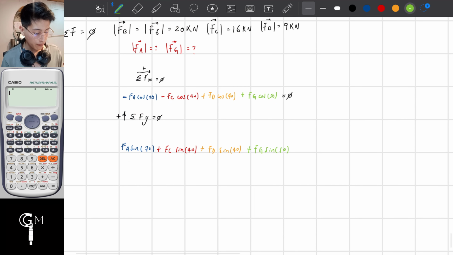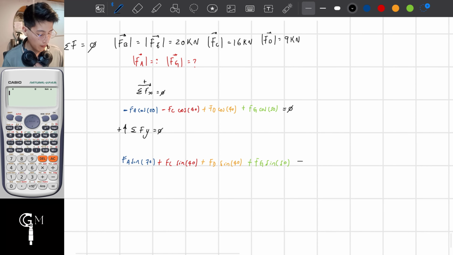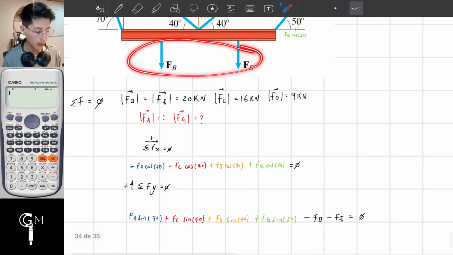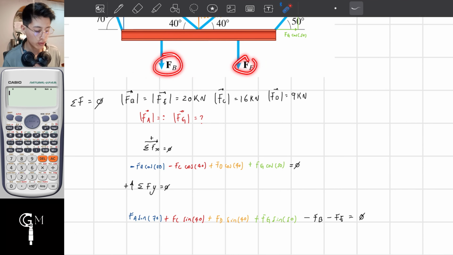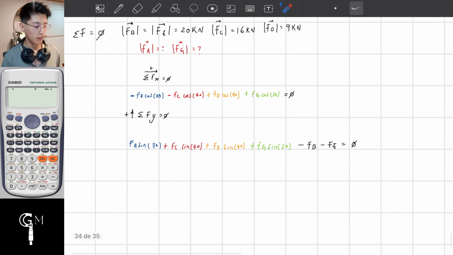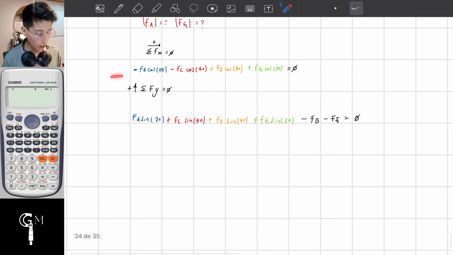And finally, minus FB minus FE. This is equal to 0. Since I don't have any component, I can use the magnitude of the vector. Now, we have equations 1 and 2 and 2 unknowns.